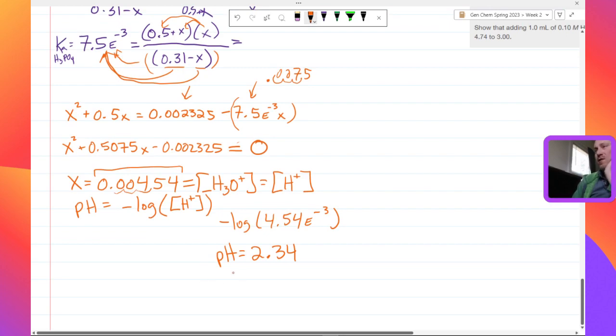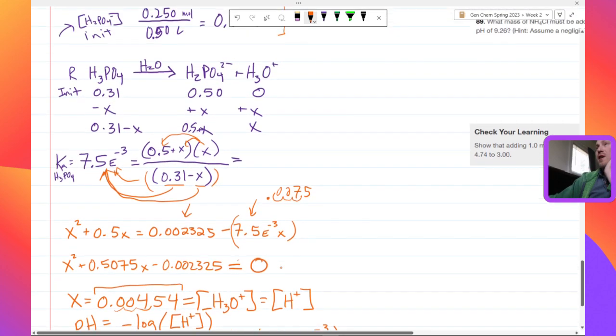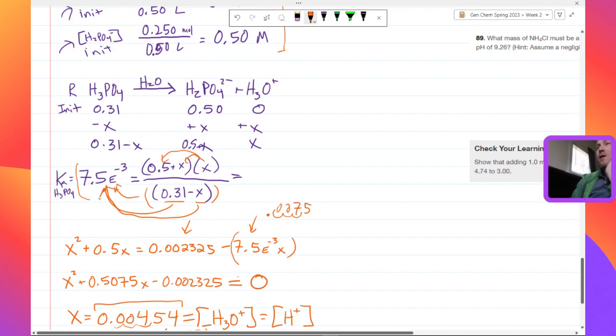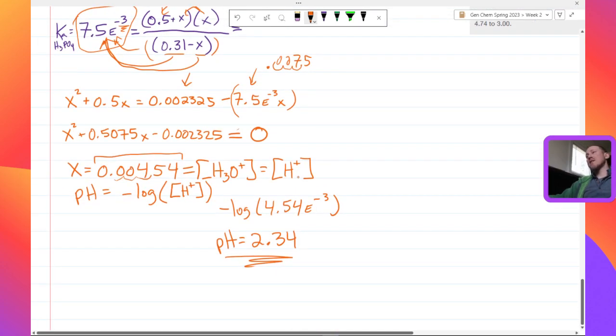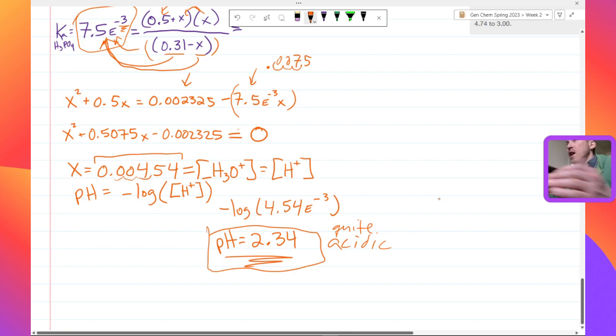We would expect phosphoric acid, which again has this Ka that is times 10 to the minus 3. That's actually a pretty big number for a Ka. That's pretty low and pretty acidic. It's quite acidic, right? Makes sense. It's phosphoric acid.